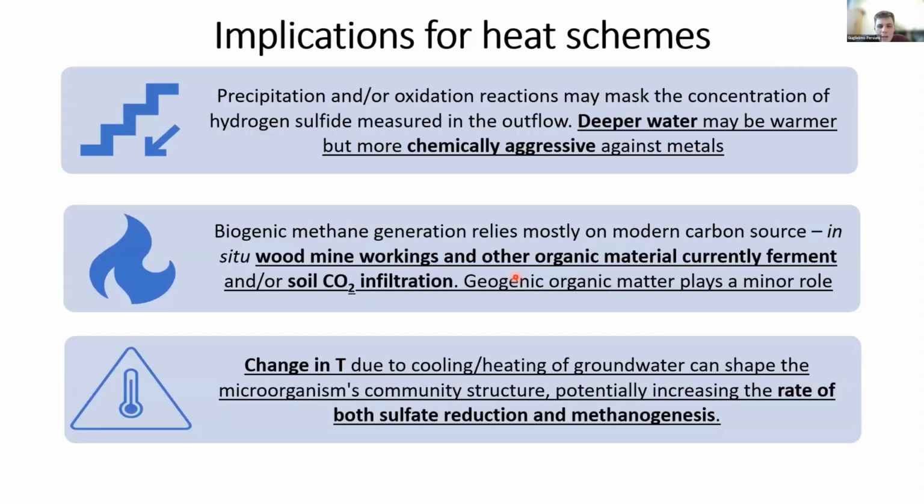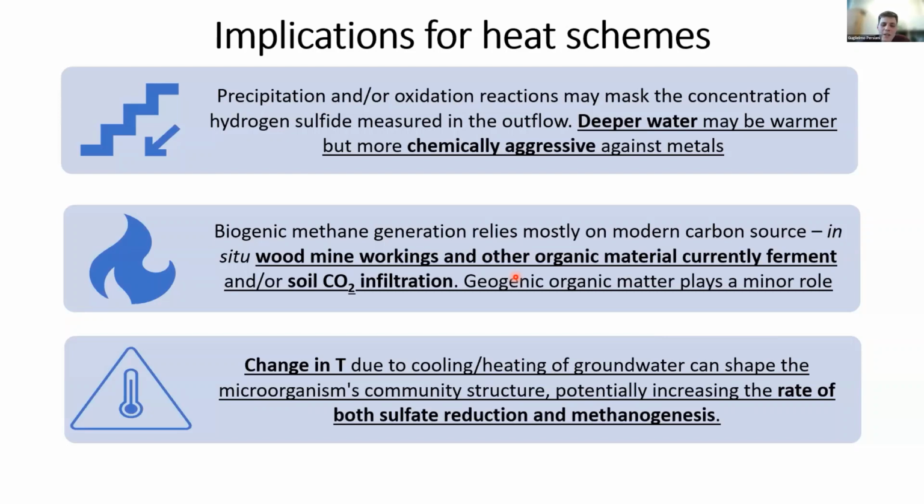So, last slide, which is about the implications for the heat schemes. Precipitation and oxidation of hydrogen sulfide may mask the real concentration in the groundwater, because in the outflow, most of the time, we don't find really significant concentrations, but deeper water, which is warmer, and which we want to use for heating schemes, may be chemically aggressive. So this may need to be taken into account.